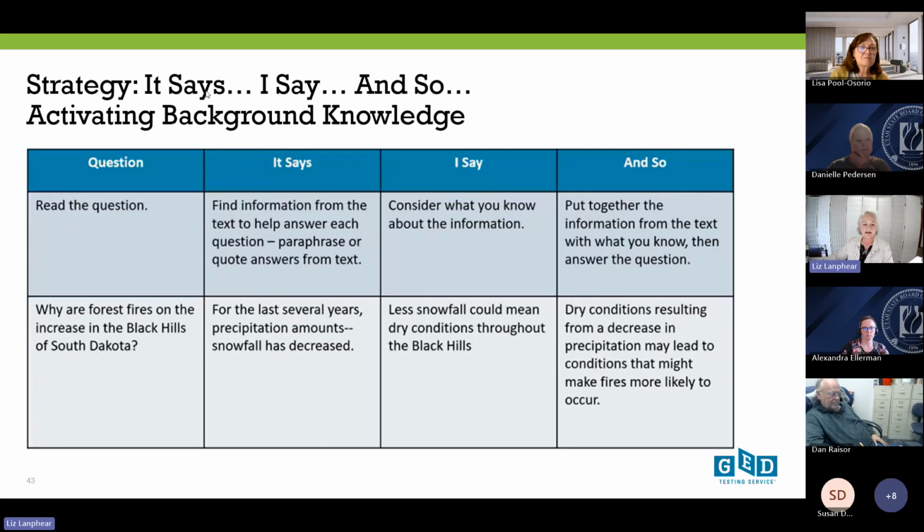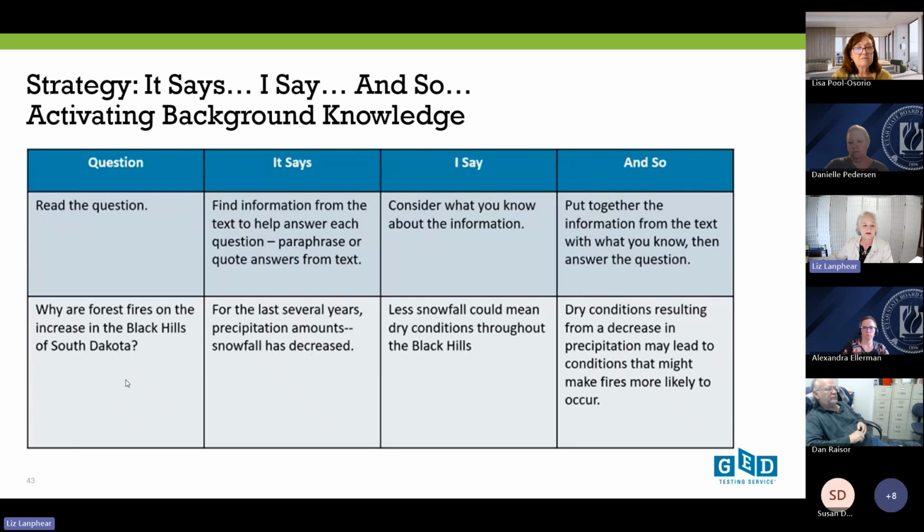Another strategy is "It Says, I Say," which is activating background knowledge. So read the question, find the information in the text to help answer the question, or paraphrase or quote answers from text. Consider what you know about that information and put it together from the text with what you know, and then answer the question. A lot of times it's hard for them to get all the way to the end of this, but this is a really nice example here.